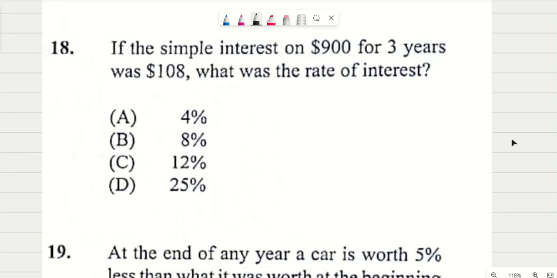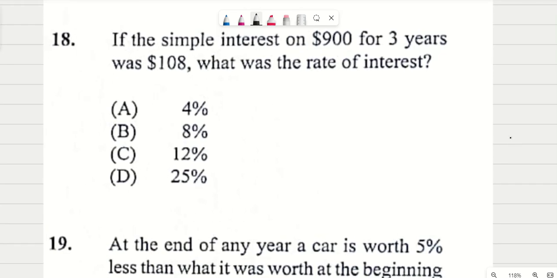If we look at this, this is a simple interest. What is the rate of interest? This one, you can do it 2 ways. You can use the formula for rate, or, I don't like that formula, you can use the options that they give you. We know simple interest is equal to principal multiplied by rate multiplied by time, all over 100. They told you the simple interest was 108. So you're looking for that answer.